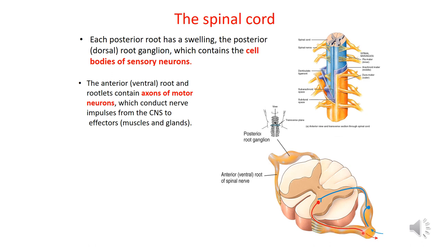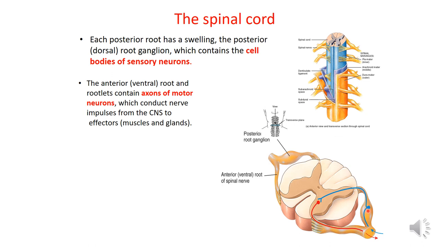So usually, the spinal nerves arising from the spinal cord have two roots. One is known as the posterior root and the other is the anterior root. Dorsal root or ventral root. Dorsal horn inside the spinal cord, ventral horn. And if we look beside the spinal cord, we have a collection of cell bodies named the dorsal root ganglia.